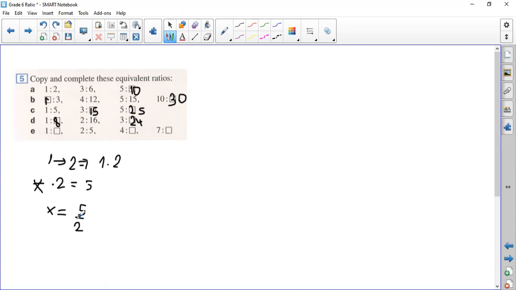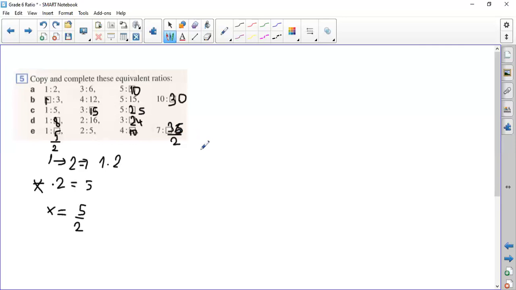So 5 over 2 times 2 will give me 5, which means 1 to 5 over 2 will be the ratio. Now, if you multiply by 4, it will be what? 10. So 4 divided by 2 gives me 2, and 2 times 5 is 10. If you multiply by 7, we'll have what? 35 over 2.